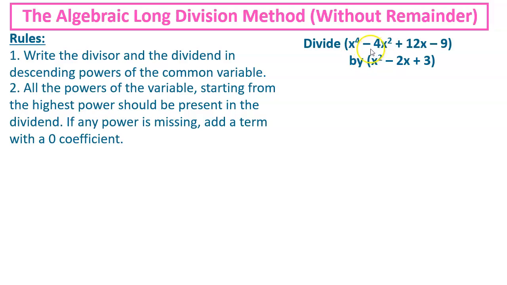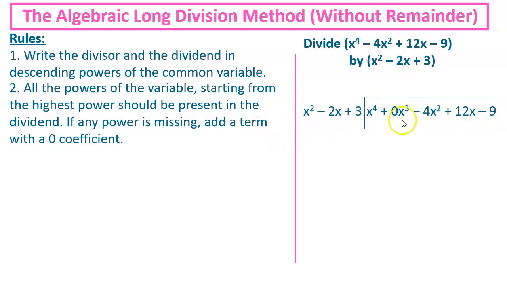That term is missing. In case of a missing term, we have to add a term with x to the power of 3 as the power of x and a 0 as its coefficient. So we write the dividend in this form: x to the power of 4 plus 0 x to the power of 3 minus 4x squared plus 12x minus 9. Okay. Next, we have to perform the division.